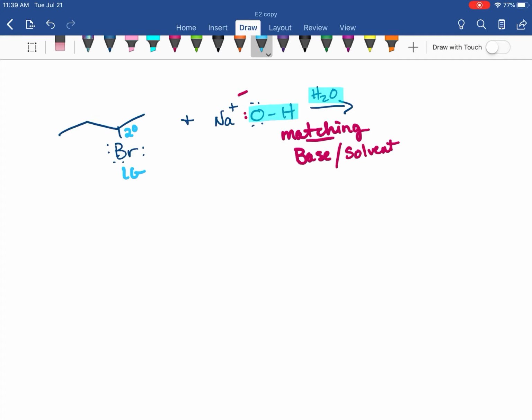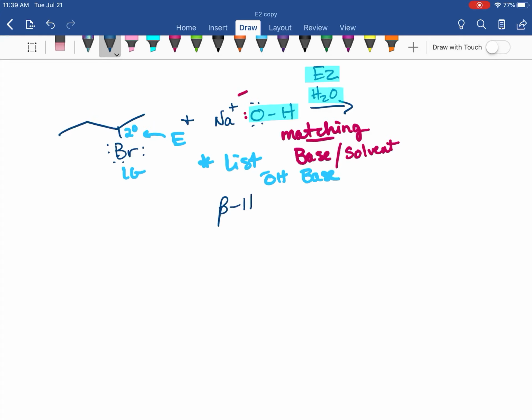So what's the first thing we've already been trained to do? Find your leaving group. Holy cow, this is a secondary electrophile. Your electrophile is secondary, so we check our list, and it turns out that our OH is going to act as a base. So this is our signal. Aha, this will be an E2 reaction. Done. So now we've got solvent, base, electrophile, and leaving group.